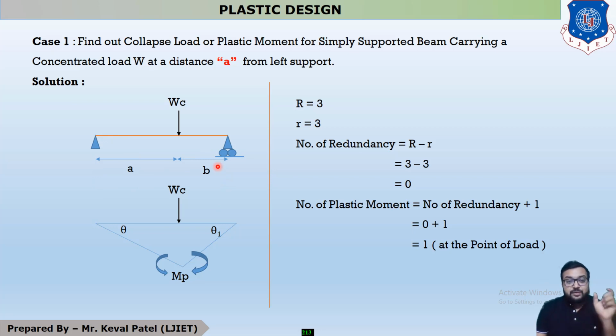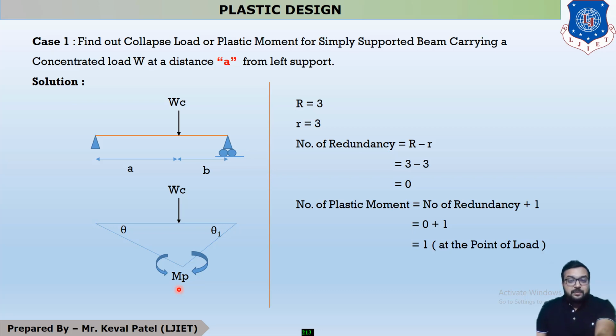Now if your distances are different, then the angles generated with the horizontal plane are also different. So, for example, you have to assume that this angle is theta and this angle is theta 1. Now in this system, only one point is considered as a plastic moment, and that point is at the point of load. So you can see in this figure that the plastic moment is generated under the load.